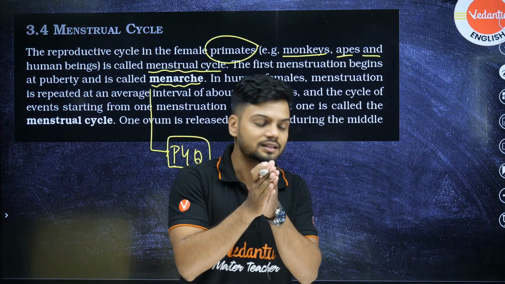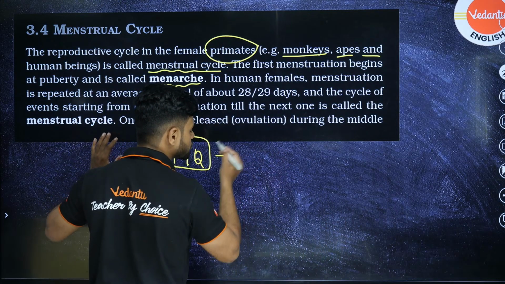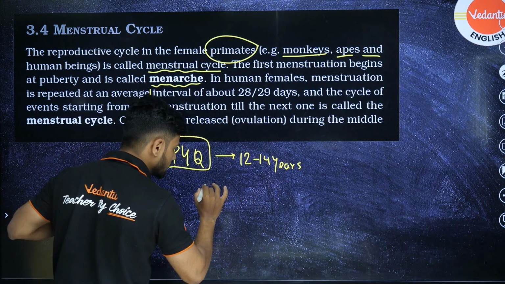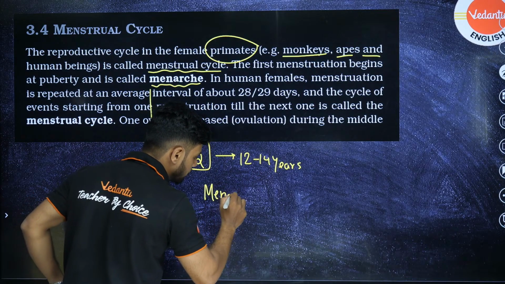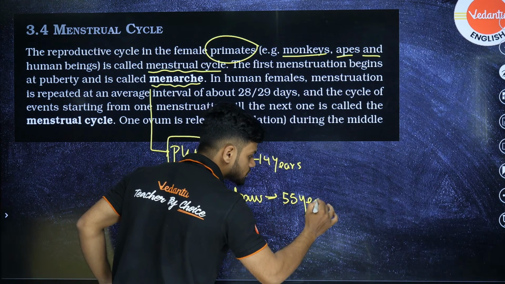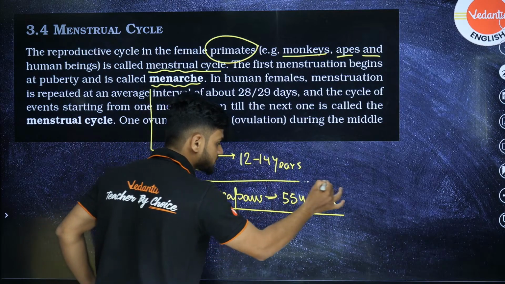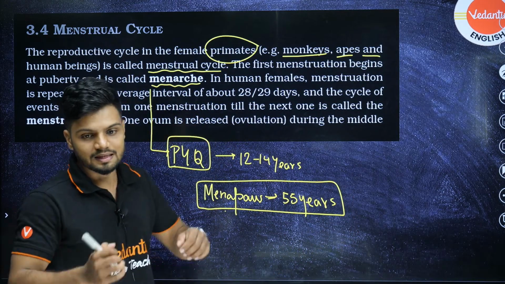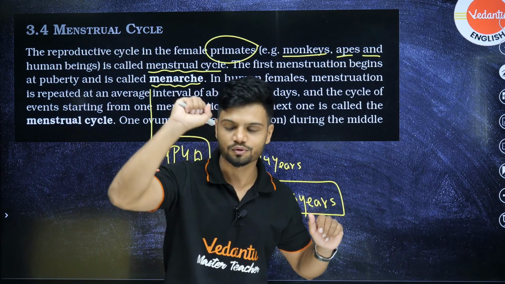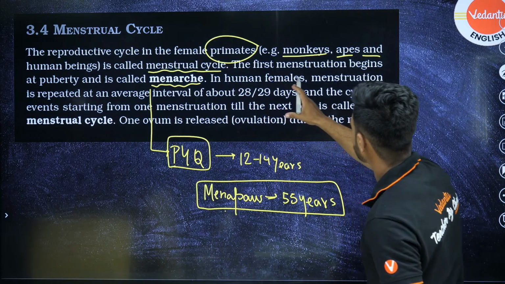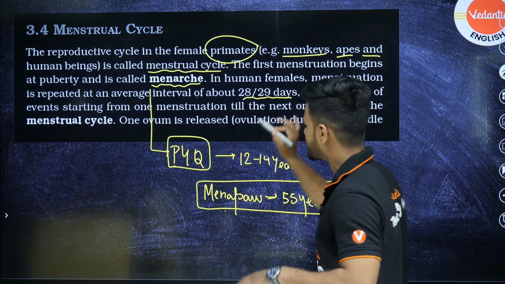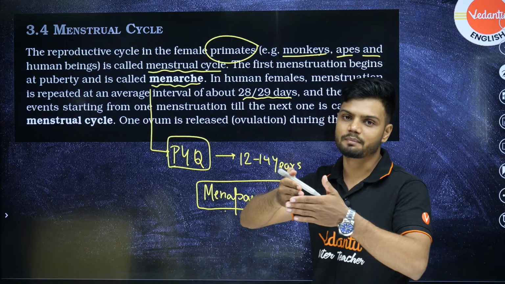The starting of the menstrual cycle, menarche, usually happens around 12 to 14 years in girls. The menopause usually takes place around 55 years of age in females. Starting is called menarche, ending is called menopause. Any doubt there? No. Very easy, right? The human female's menstruation is repeated at an average interval of 28 to 29 days. So every 28 to 29 days, there is a menstrual cycle, right?